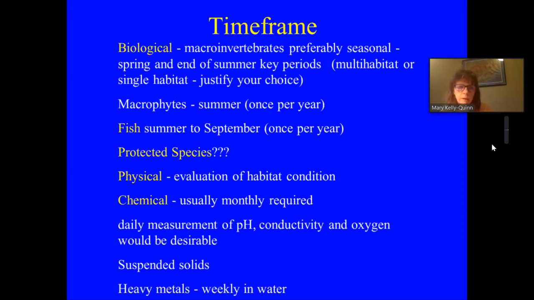Now, macrophytes are sampled generally once a year. So these are the large visible plants, watercress, that sort of thing, water crowfoot. In the summer months, usually between June and mid-September. The reason being is that the plant is large enough to examine, but it'll also have its flowering structures on it during that period.